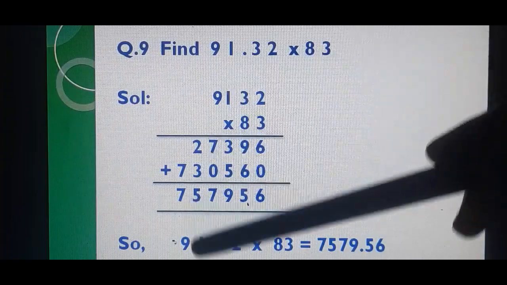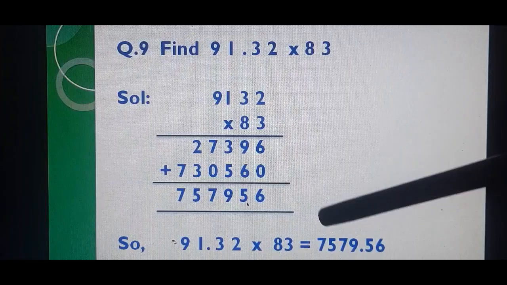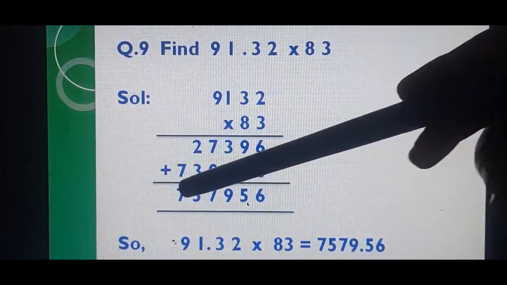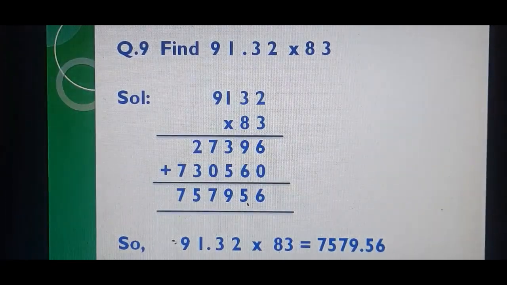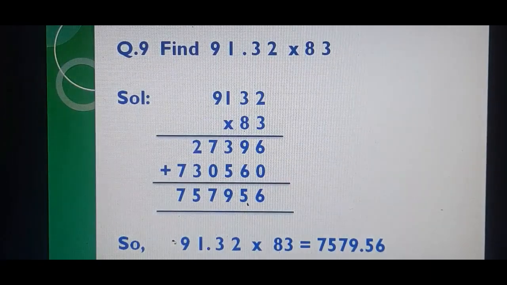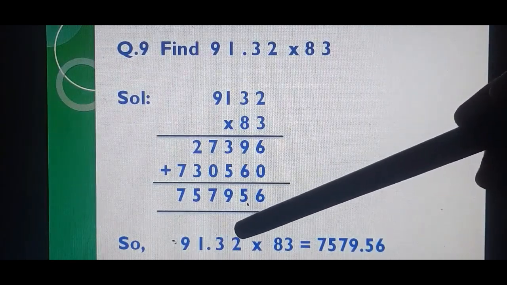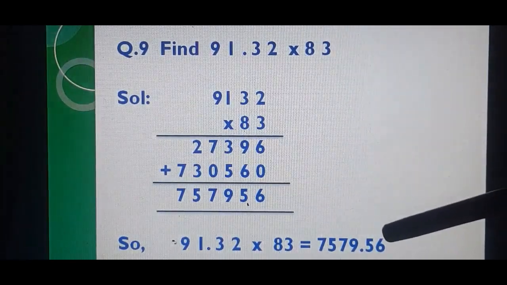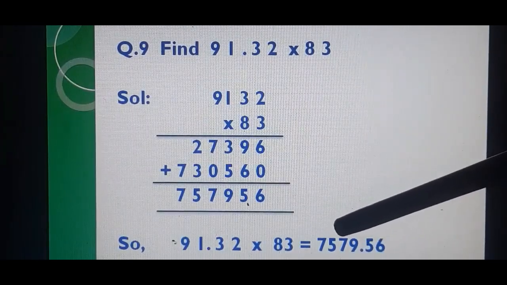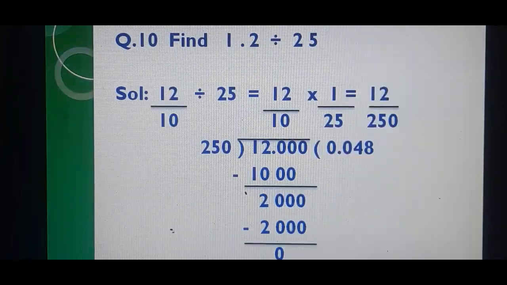Now we will write down the question again with the decimal. 91.32 multiplied by 83 is equal to, now write down this product: 757,956. In the Indian system, 7,57,956. Now we will put the decimal. After the decimal there are 2 digits in our question. So count from the ones place: ones, tens, now put the decimal. So our answer has become 7,579.56.